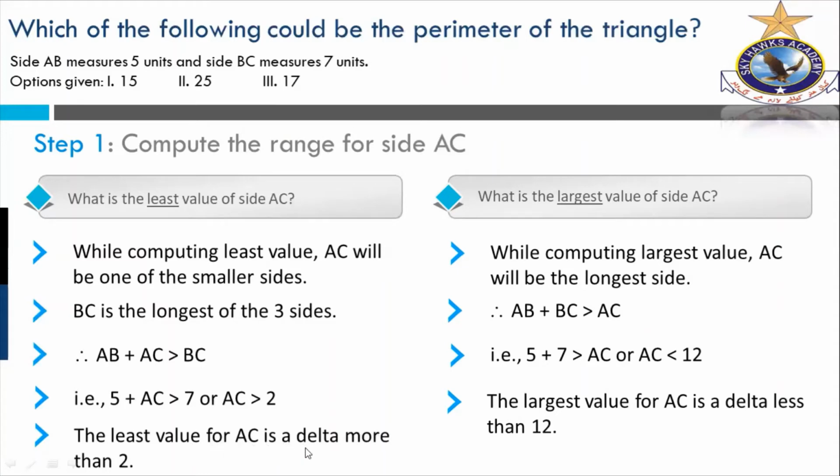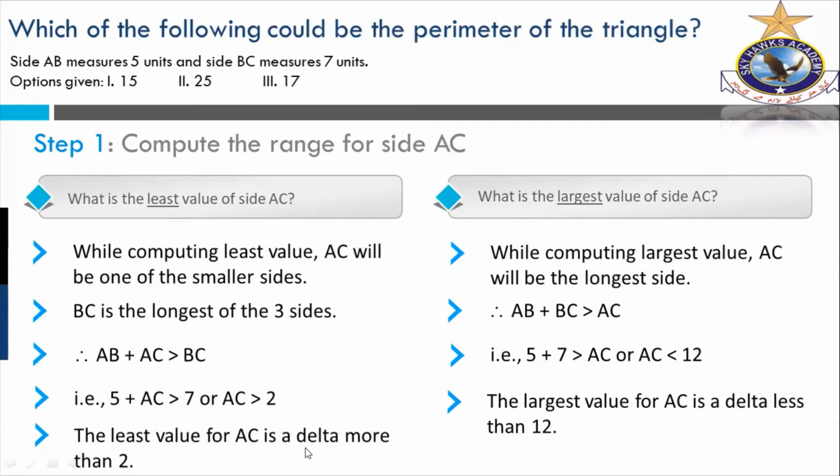So now we have the two brackets, that is, excluding the endpoints. We have the open interval. Do you know the open interval, not including the last two values? So the value of AC must lie between 2 and 12. That must be less than 12, and the value of AC must be greater than 2.